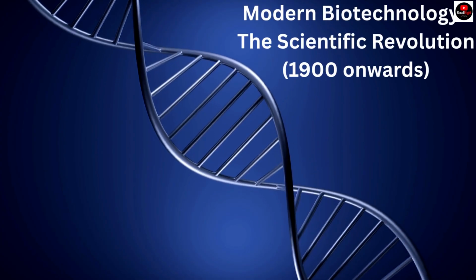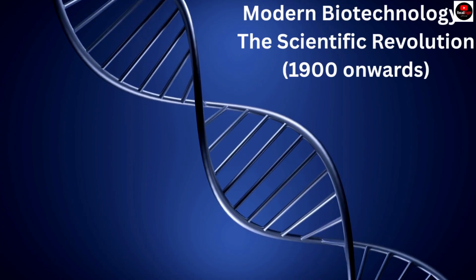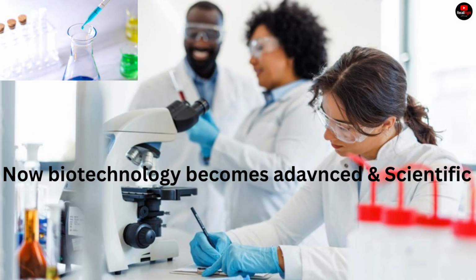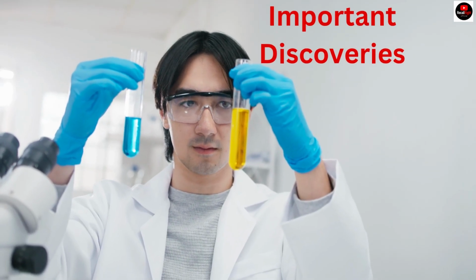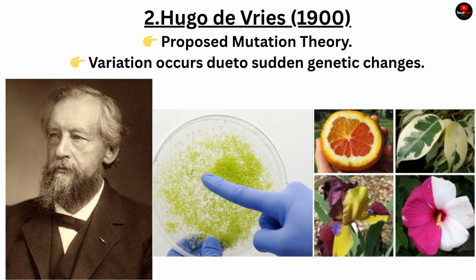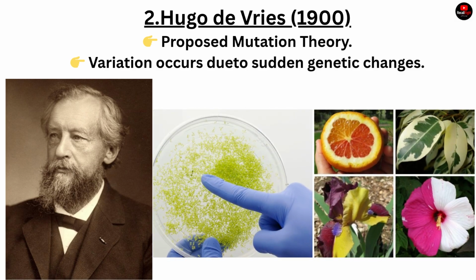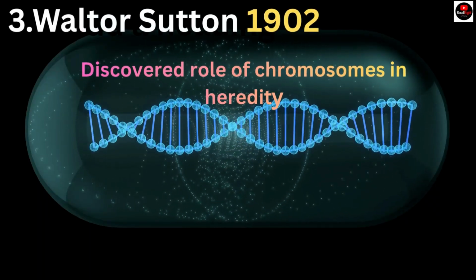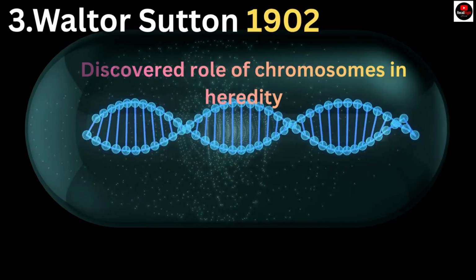Modern biotechnology, 1900 onwards. Now biotechnology became advanced and scientific. Important discoveries: Robert Koch in 1890 gave Koch's postulates for diseases. Hugo de Vries in 1900 proposed mutation theory. Walter Sutton in 1902 discovered the role of chromosomes.